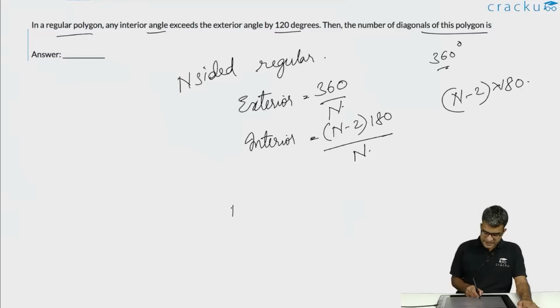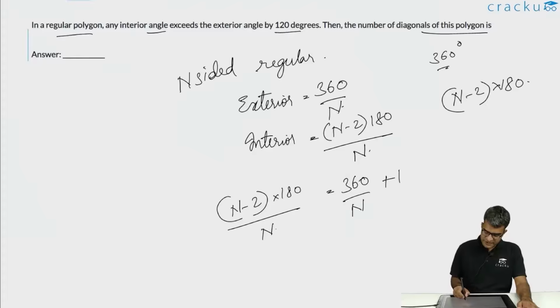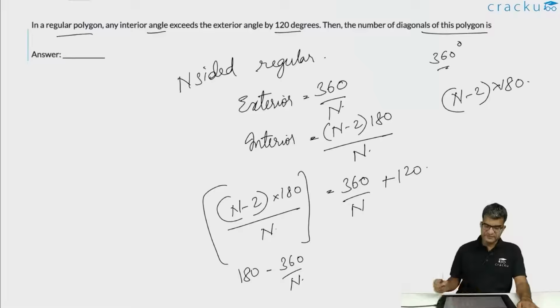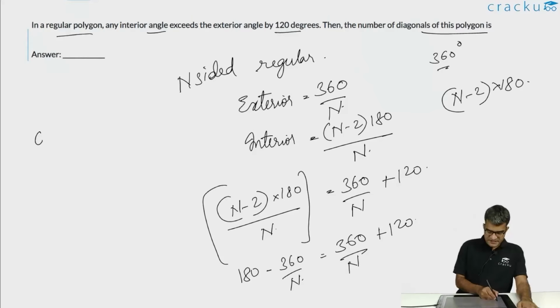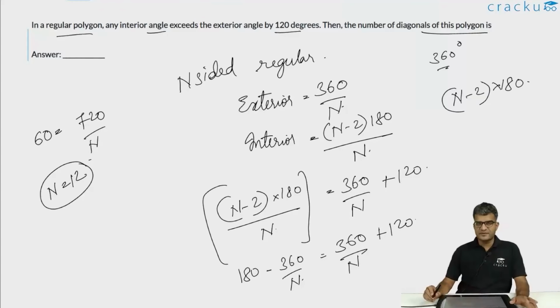Now what we are told is that (n minus 2) into 180 divided by n is equal to 360 by n plus 120. This, if you simplify, is equal to 180 minus 360 by n. This we are told is equal to 360 by n plus 120. Or the value of 60 is equal to 720 by n, or the value of n is equal to 12. So the number of sides in that regular polygon is 12.